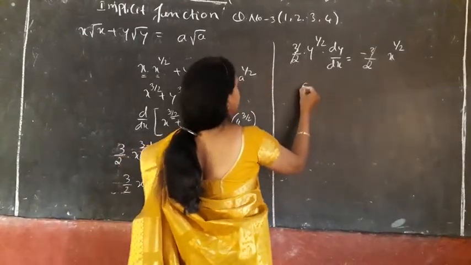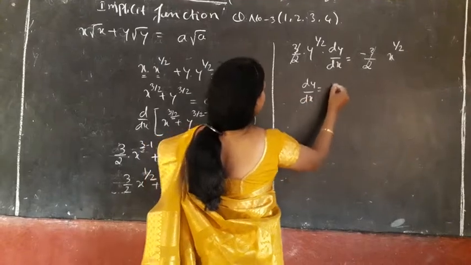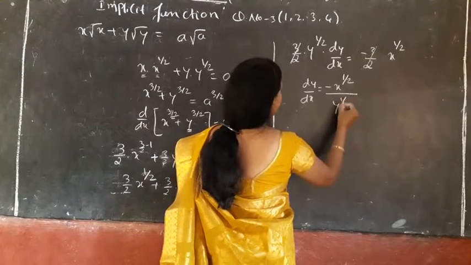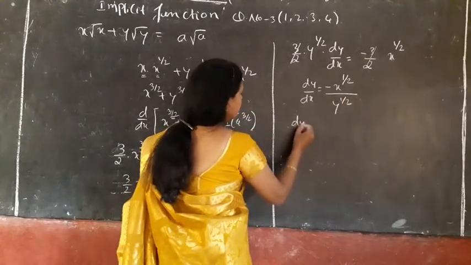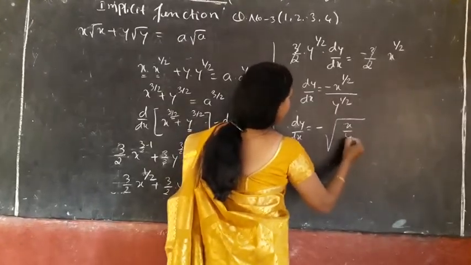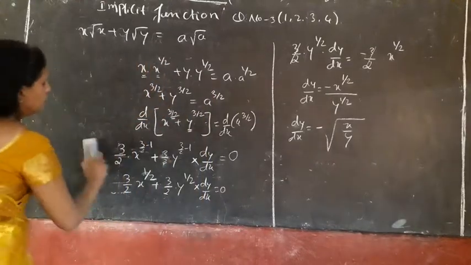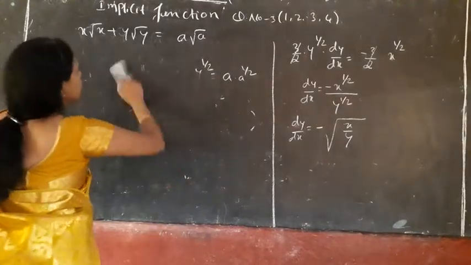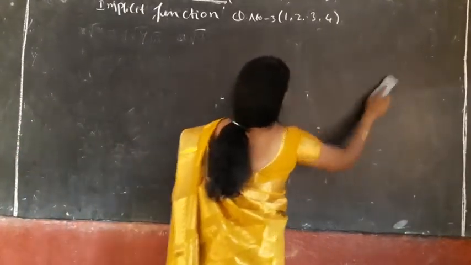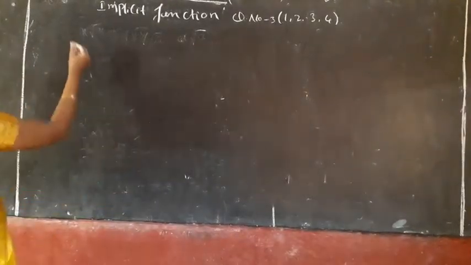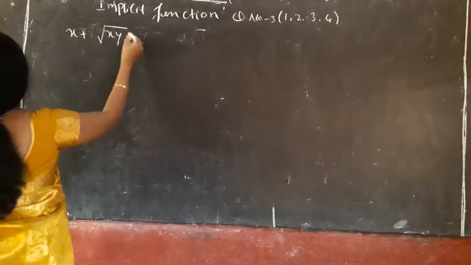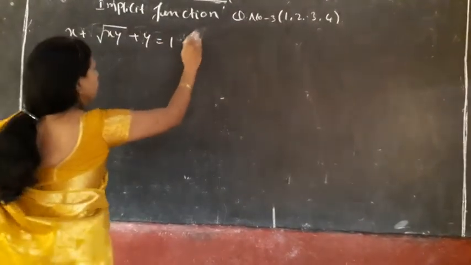We get dy upon dx equal to minus x raised to 1 upon 2 divided by y raised to 1 upon 2. We can write this as dy upon dx equal to minus square root of x upon y. This is the answer. Next, consider the third example. The third example is x plus square root of xy plus y equal to 1.